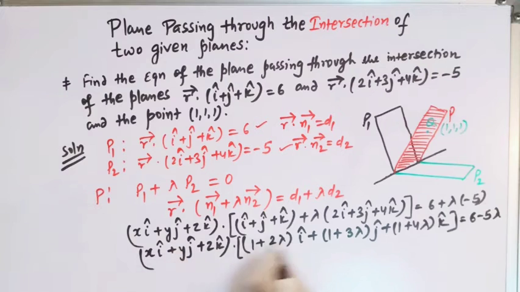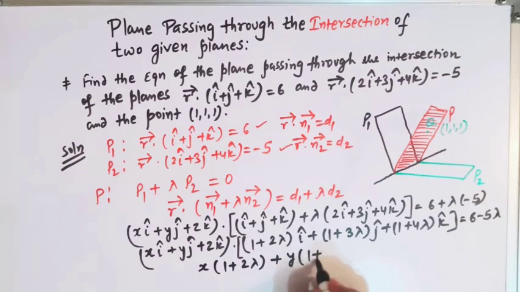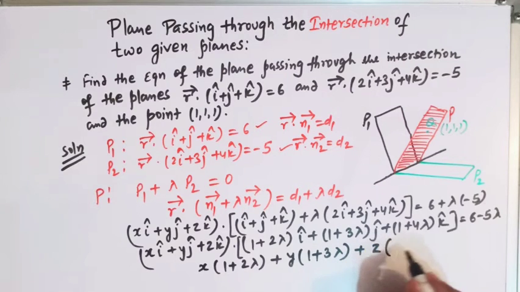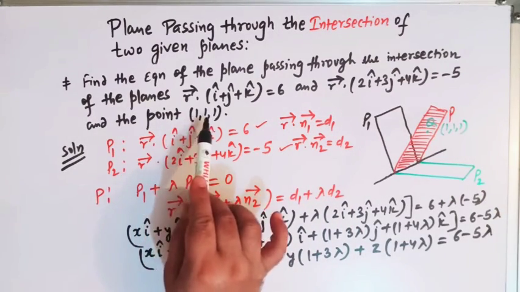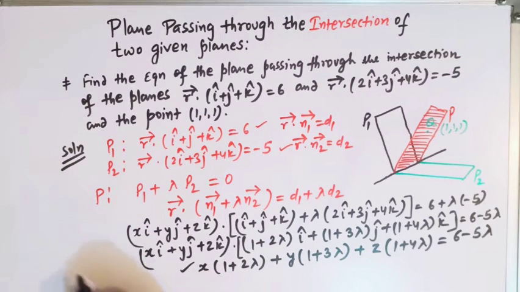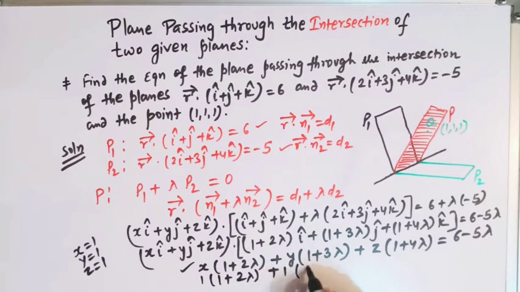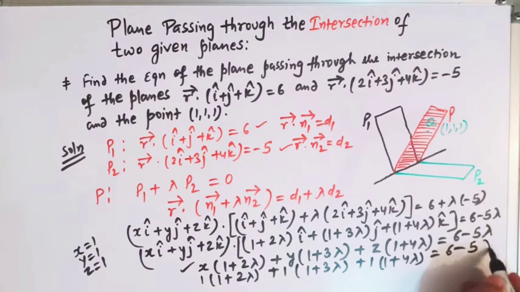Now taking the dot product of these two vectors, we get x times (1 plus 2 lambda), then y times (1 plus 3 lambda), then z times (1 plus 4 lambda) equal to 6 minus 5 lambda, right? Now this is the equation of the plane P, and since the plane P passes through the point 1 comma 1 comma 1, we will substitute x equal to 1, y equal to 1 and z equal to 1. So we get (1 plus 2 lambda) plus (1 plus 3 lambda) plus (1 plus 4 lambda) equal to 6 minus 5 lambda, right?